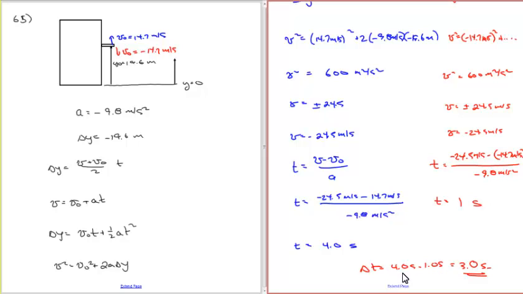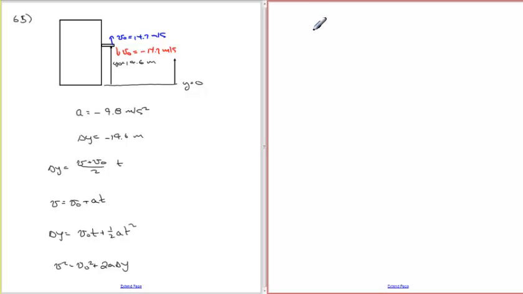And then it says, this is really a separate question: how far apart are the balls at 0.8 seconds after they are thrown? So let's add a page in here. In this case, let's use the same colors again. For this part of the question, V0 is still 14.7 meters per second, A is still negative 9.8 meters per second squared, and the time is equal to 0.8 seconds.